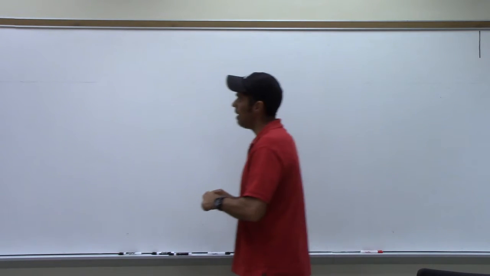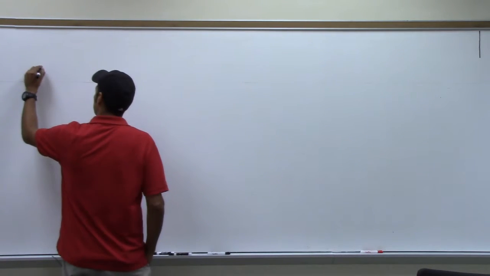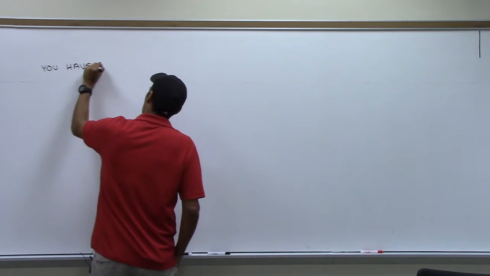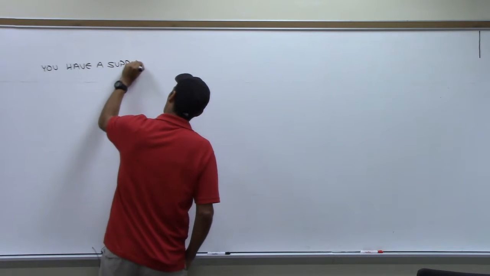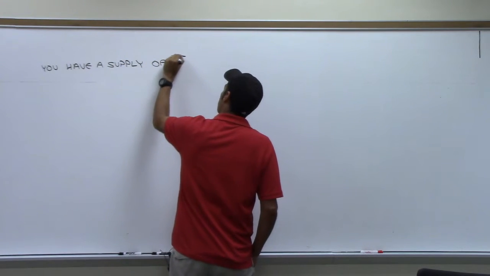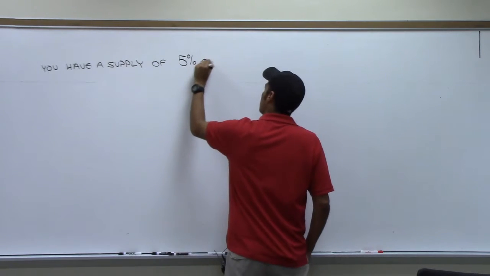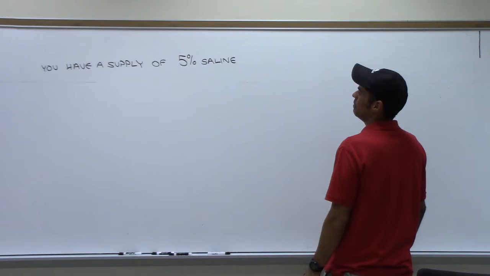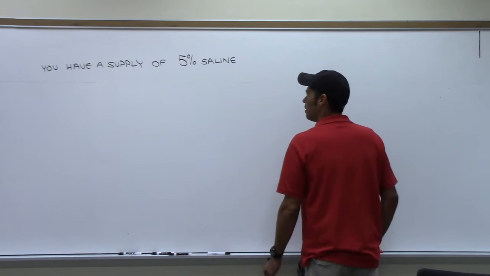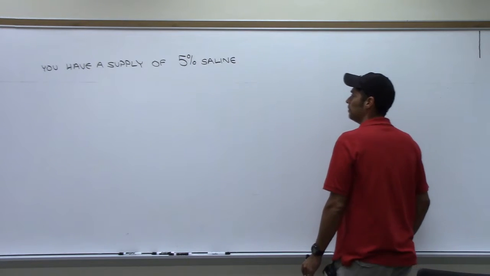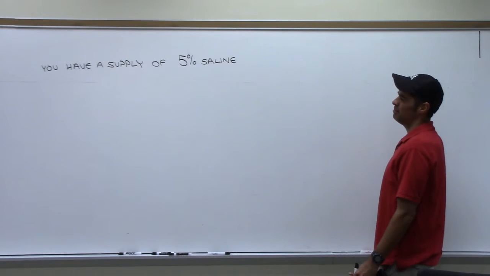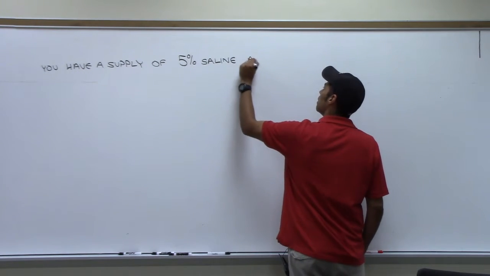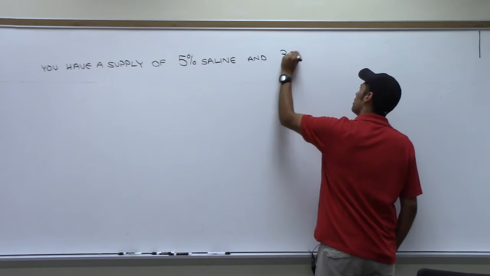All right, so let's say you have a supply of 5% saline. Is that right? Saline? That doesn't look right. Okay, sometimes I just, I don't know. You know how you look at words sometimes, and you're just like, okay. You have a supply of 5% saline and 30% saline.